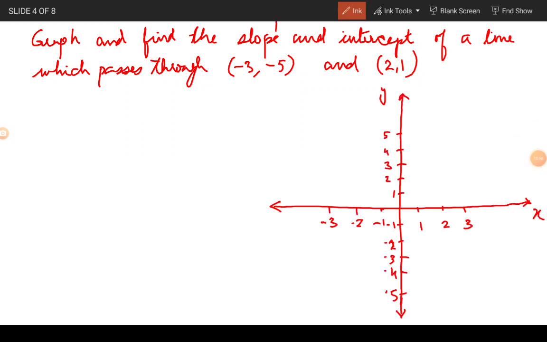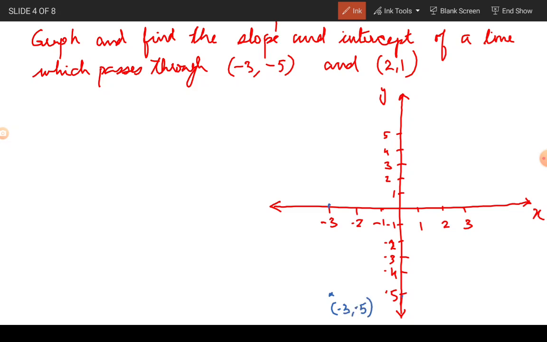So here I have labeled the x and the y axis. The horizontal axis, the sleeping line, is the x axis. The vertical axis, or the standing line, is my y axis. My first point, I'll just plot it in a different color. My first point is (-3, -5). So -3 on the x axis is here and -5 on the y axis is here. So the point would be approximately here.